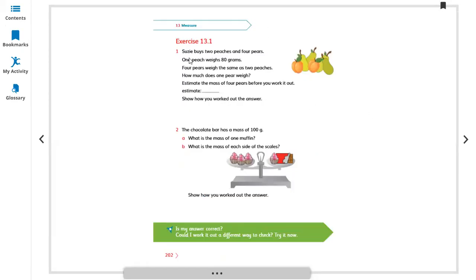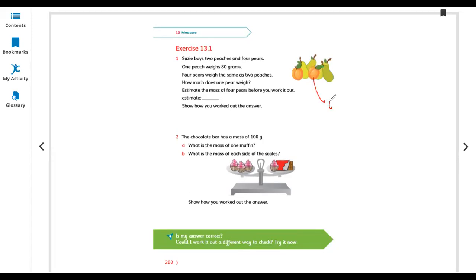Exercise 13.1.1. Susie buys 2 peaches and 4 pears. One peach weighs 80 gram. So we can see 2 pears equal to this 80 gram. So what about the other 4? So 4 pears weigh the same as 2 peaches. It means this one 80 and this one 80. So if we are changing to half, this is the half of 80. So we can write 1 pear equals 40 gram.